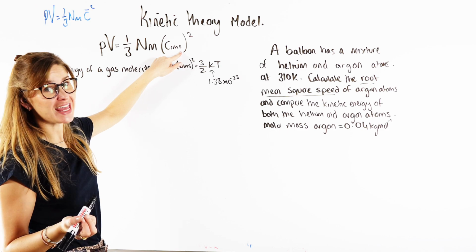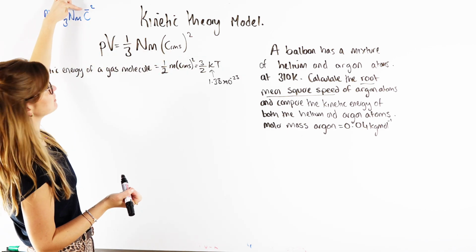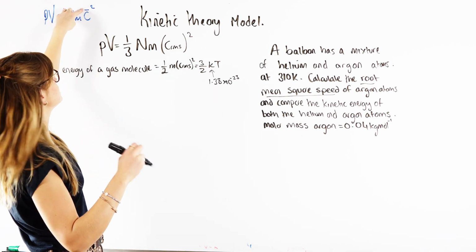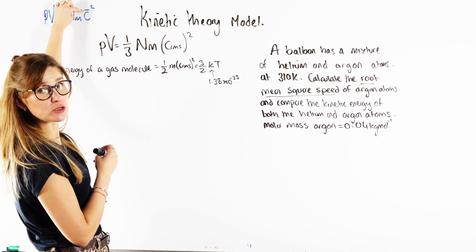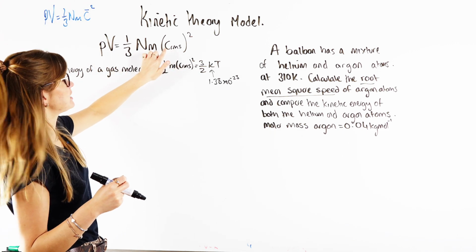But in OCR, instead of writing C RMS squared, they use a C with a little line above it to represent that root mean square speed. So you see, it's that same thing. It's still C squared, but here they use a little line on top in OCR to represent root mean square speed, whereas in AQA, they actually write RMS.